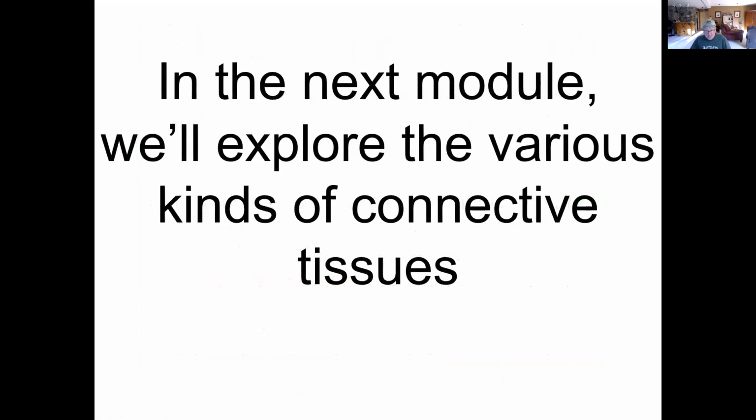Okay, so that wraps up epithelial tissues. In the next module, as it indicates here, we'll talk about the various kinds of connective tissues. So we'll see you a little later.